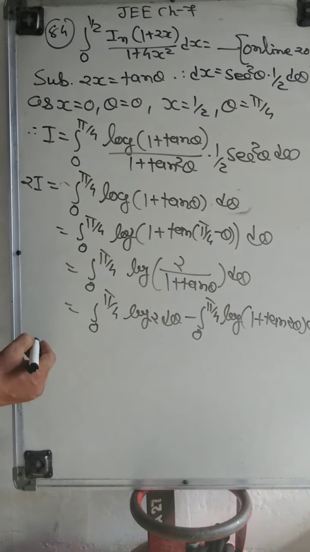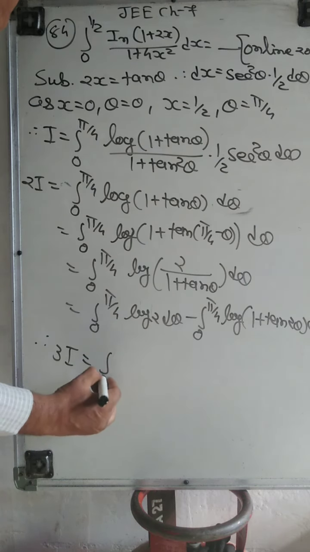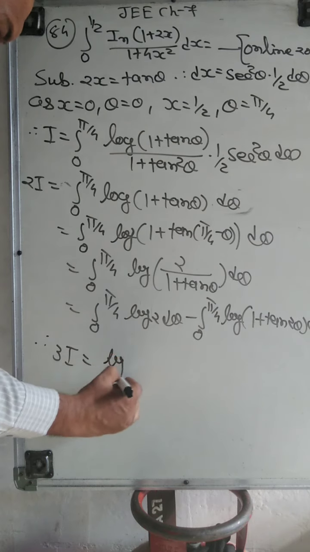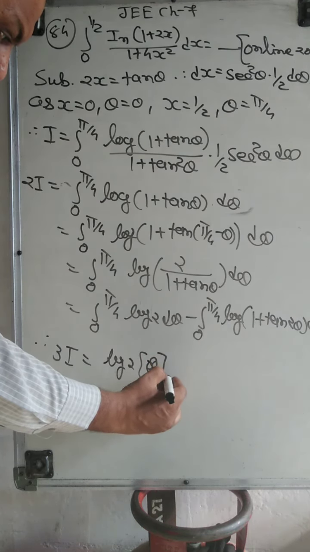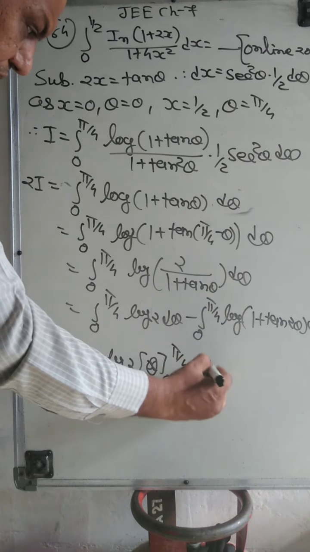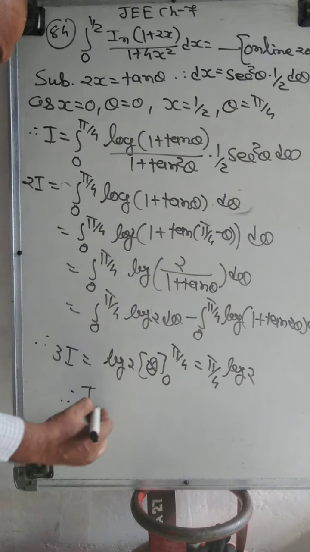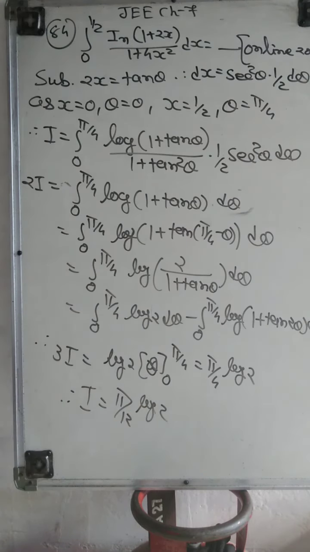This is I, so taking it to one side, then it is 2I, 0 to pi by 4, or directly we integrate, then log 2 into theta, not x but theta, 0 to pi by 4, it is pi by 4 log 2. So our final answer I equal to pi by 8 log 2, right?